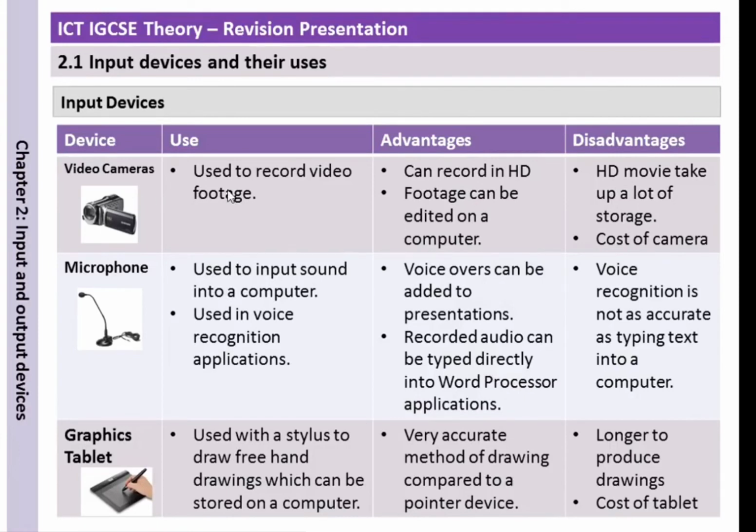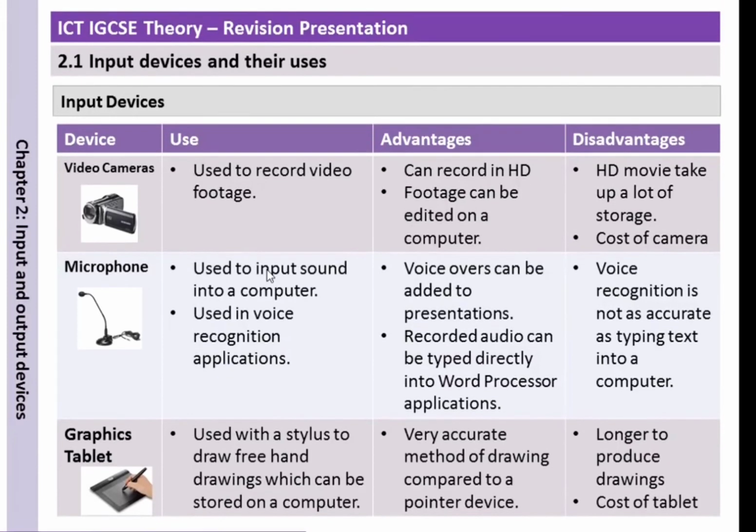Okay, video cameras are used to record video footage, and can record in high definition. Footage can be edited on a computer system. A high definition movie could take up a lot of storage. The cost of the camera could be quite expensive as well.